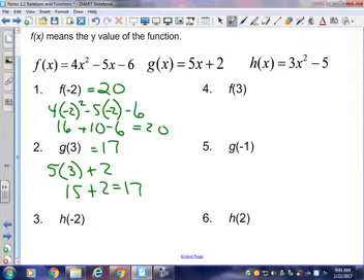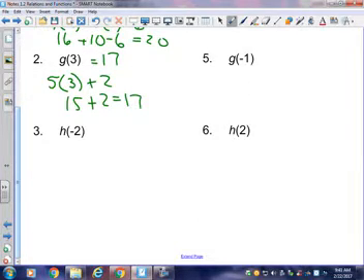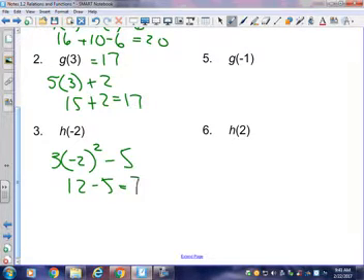And then in H, we have 3x squared minus 5. And down here, I wanted to put that in with a negative 2. So 3x squared means I'm going to put in the negative 2 to square, and then the minus 5. Everybody agree with that? So I'm going to square negative 2, and again, I'm doing the same number I did earlier, so I know that's 4 already. Times 3 is 12, and minus 5, 7.